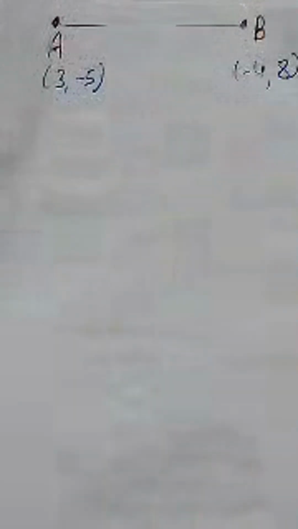Now it's given that a point P is lying on this line AB somewhere, let's say over here, so that it divides the given line AB in the ratio K is to 1. So this P divides this line in the ratio K is to 1, such that AP by BP is equal to K by 1. This is the question given to you.